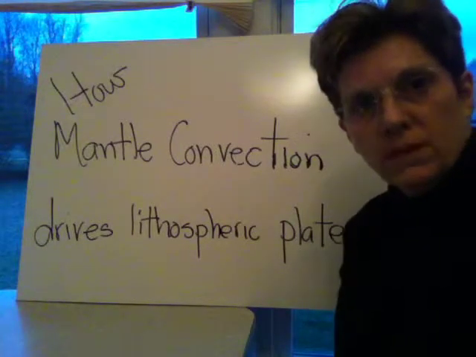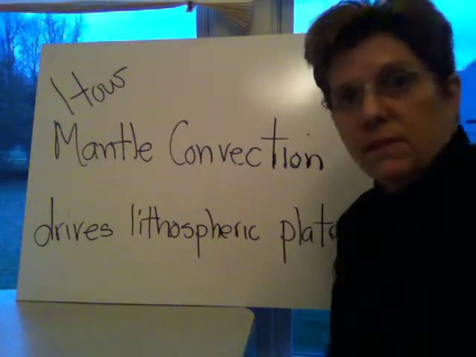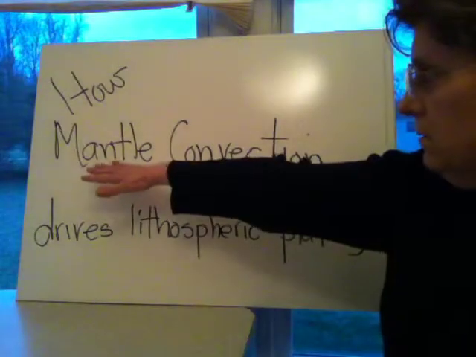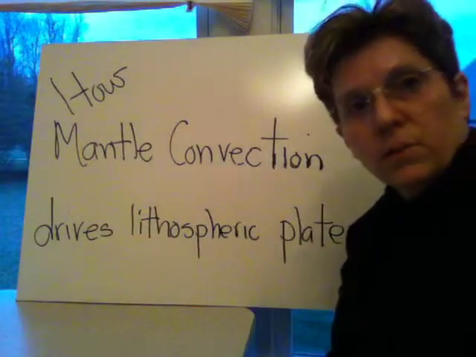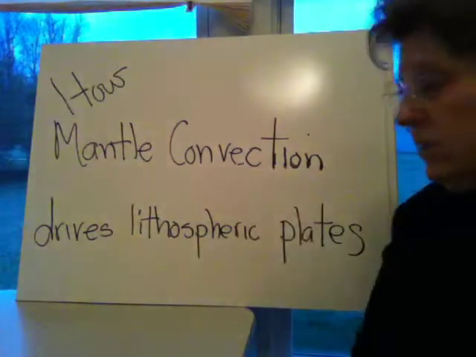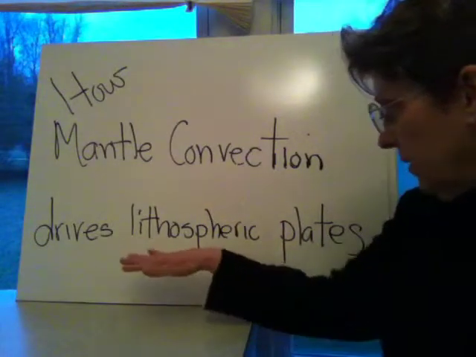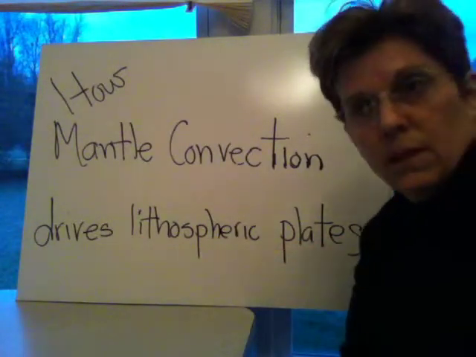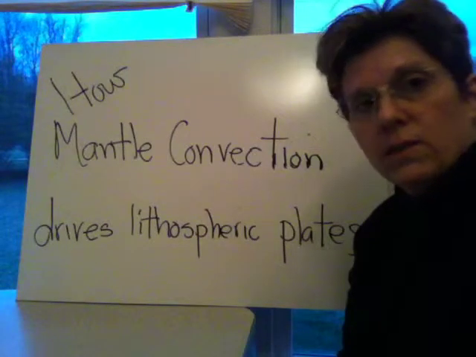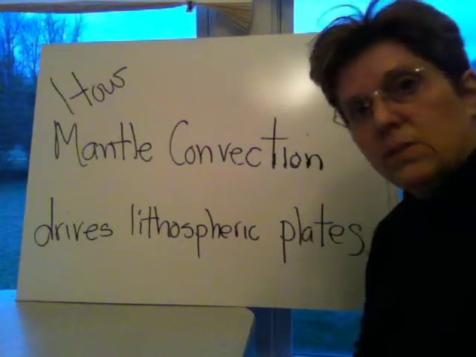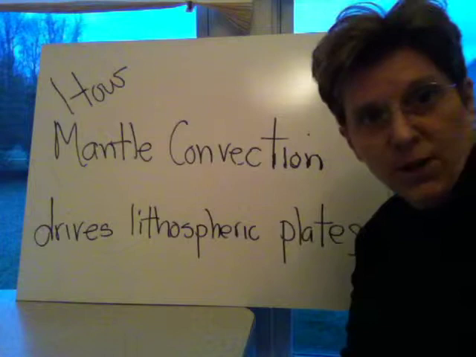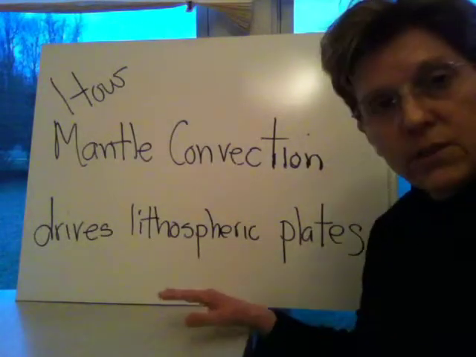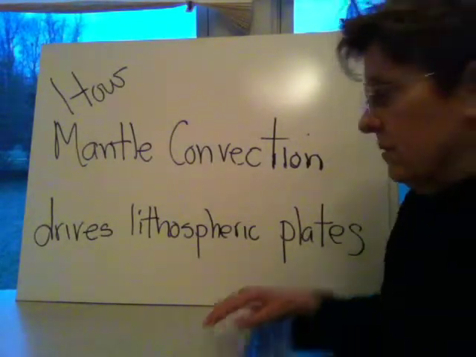To talk to you about how mantle convection drives lithospheric plates. So, mantle is the layer of earth that's below the crust. Convection is a way to transfer heat, and we've talked about lithospheric plates being portions of the Earth's crust as well as the top part of the mantle in hunks moving all around on the asthenosphere. That happens because the asthenosphere is heated up by convection currents.